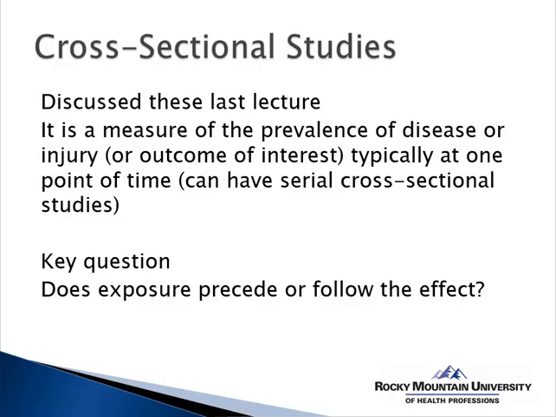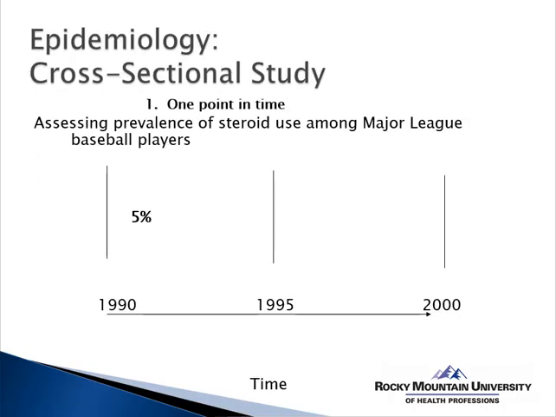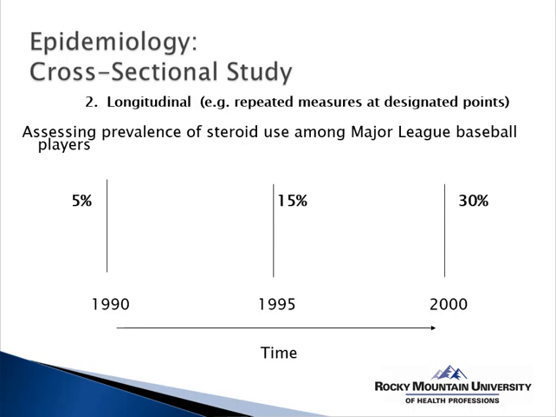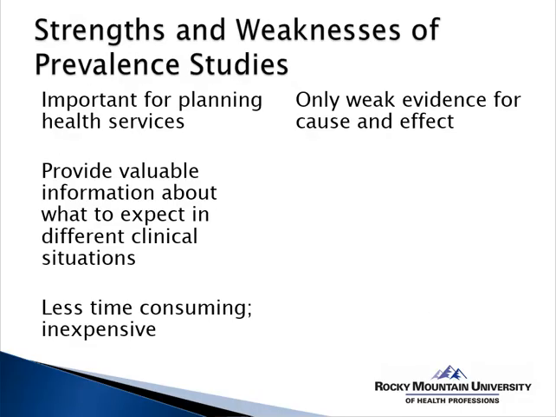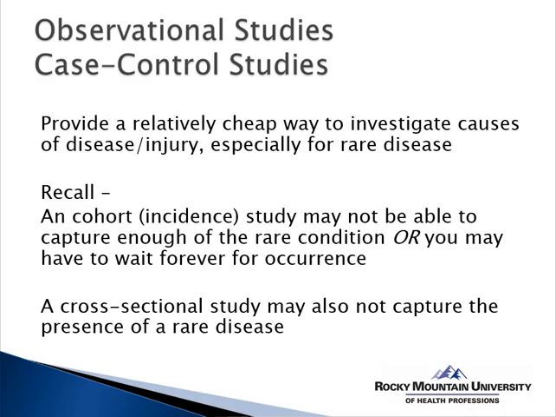Cross-sectional studies, we talked about those in the last lecture. We gave this example about cross-sectional, one point in time, and then serial or longitudinal cross-sectional types of studies. We also highlighted, and I won't read through these again, the strengths and weaknesses of the prevalence studies. Now, let's talk about case control studies.